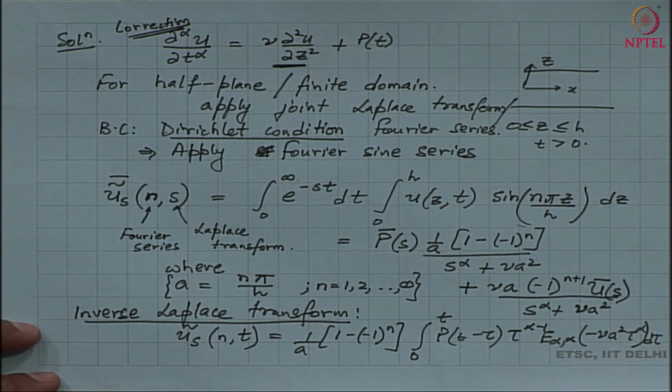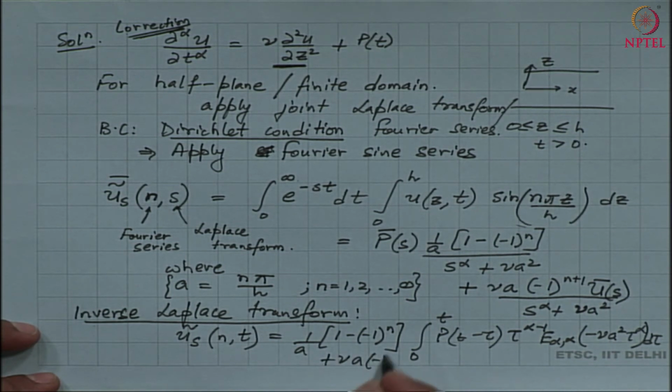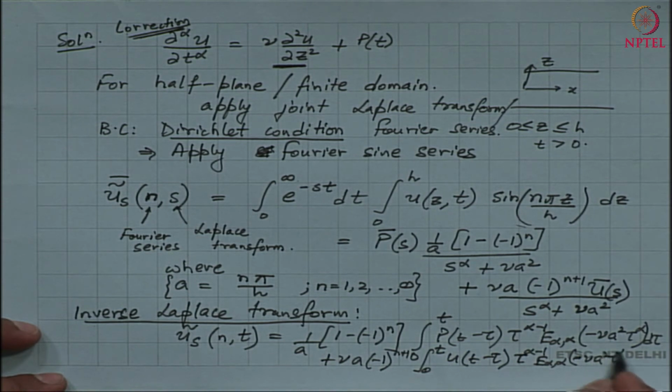So, that is my first integral, and after applying the inverse transform in the second integral, I get the following convolution. The convolution is nu a times minus 1 to the power n plus 1 times the integral from 0 to t of the convolution of u. So, u of t minus tau times, again the Mittag-Leffler function, tau to the power alpha minus 1 E of alpha comma alpha of the same argument, nu a square tau to the power alpha, and then d tau.